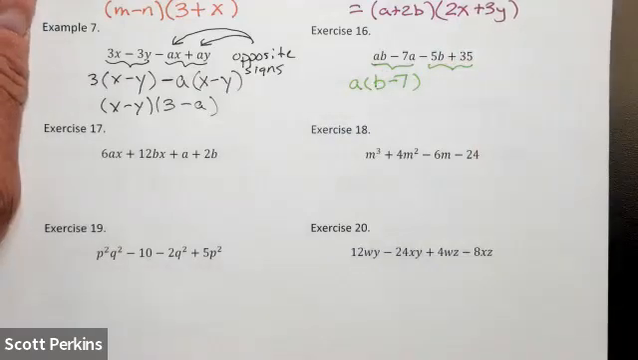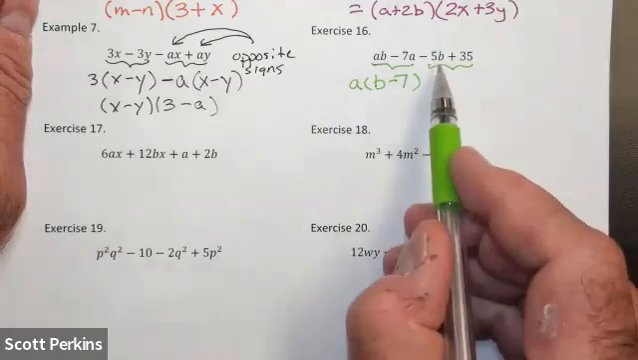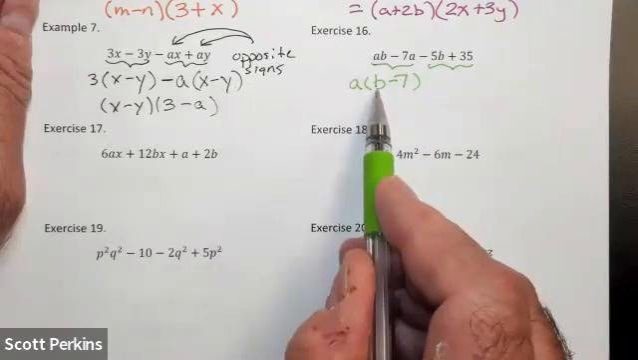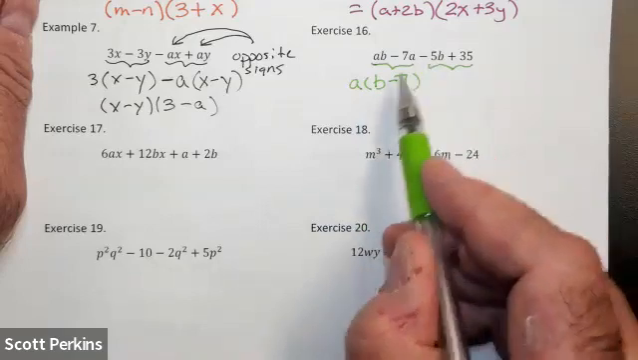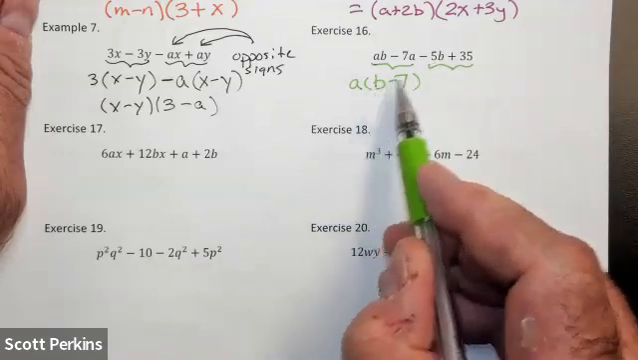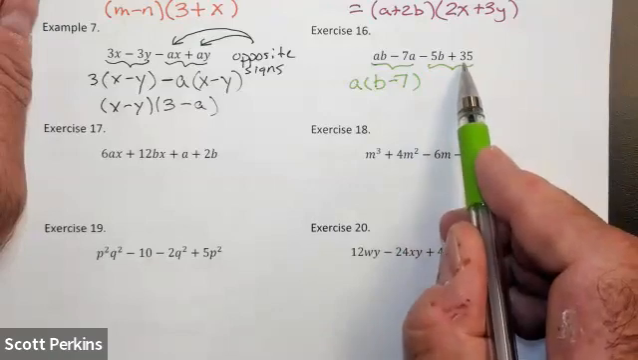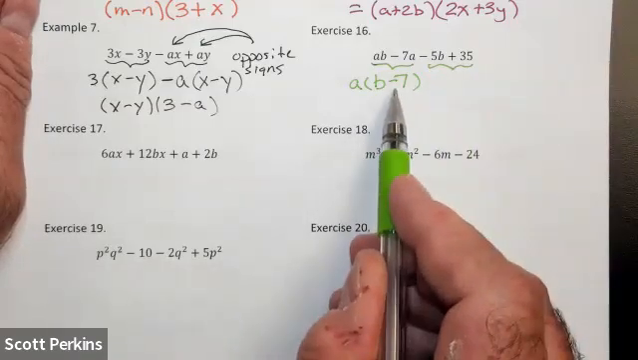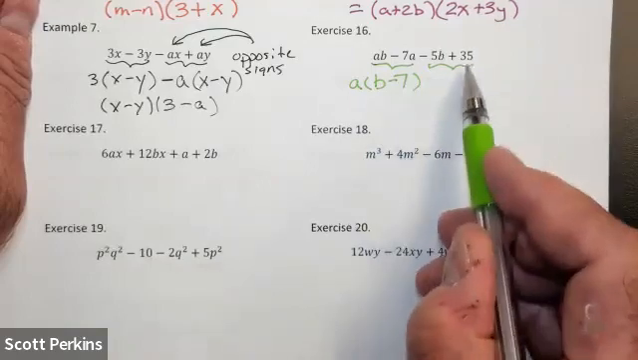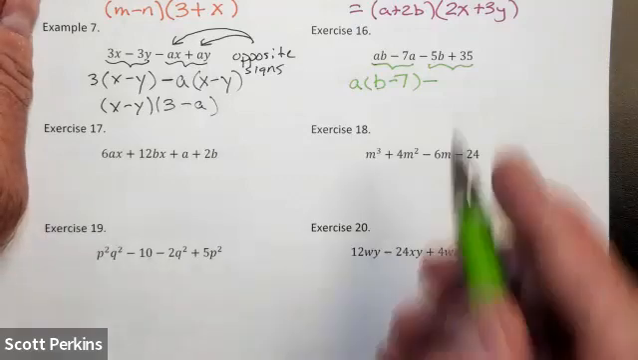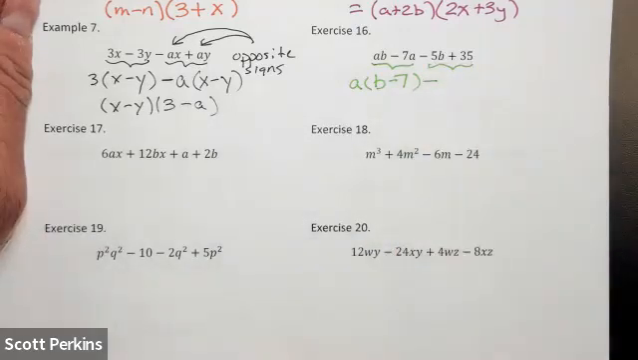Now here's the key to this problem. My first term is a negative 5b. The b in the parentheses is positive. Can you tell that those have opposite signs? Are you tracking with me on that? And then my 35, my number is positive, and then the 7 here in the parentheses is negative. Opposite signs, right? So that's my clue that I'm going to factor out a negative something. And it's a negative what from those two?